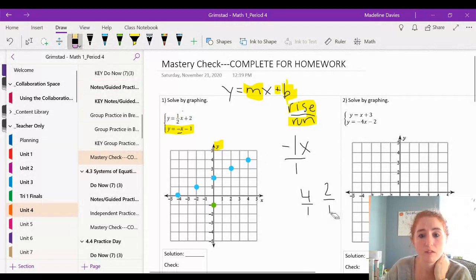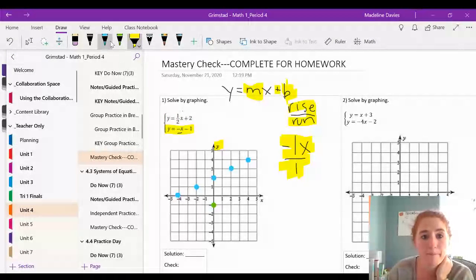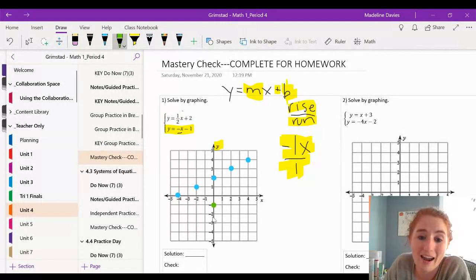Okay, so now we have our rise over our run. Our negative x became negative 1x over 1. So now from our y-intercept, we're going to go down 1 because it's negative 1, and then over 1 positive. So down 1 and then over 1 positive. Down 1, over 1, down 1, over 1, and then the same in the opposite direction. So up 1, over 1, up 1, over 1. So now we have our two lines.